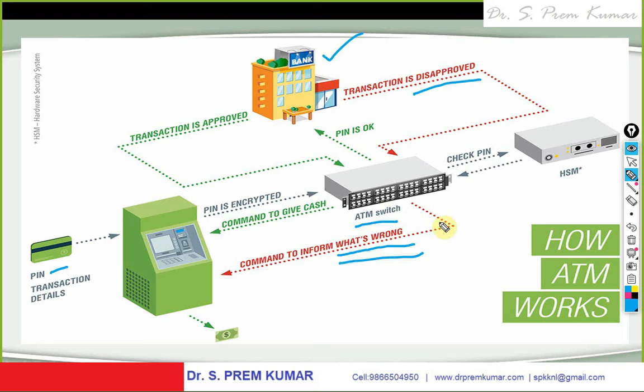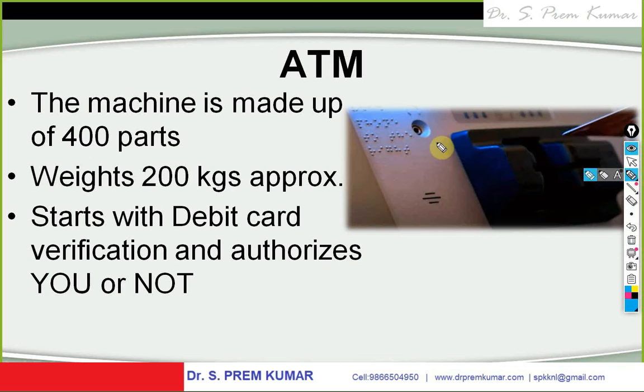This is how the ATM machine works. The transactions with the ATM work in this manner. We look into this. The ATM machine is made up of 400 parts, small, tiny, sensitive parts. And the weight of an ATM machine is approximately 200 kgs.